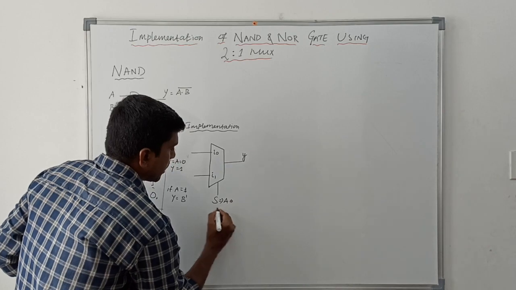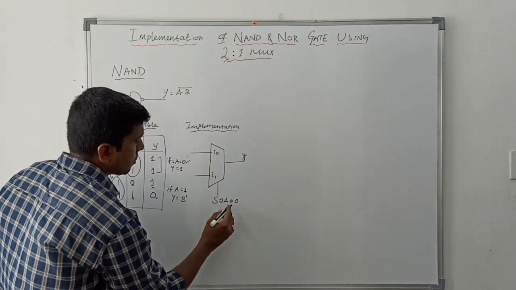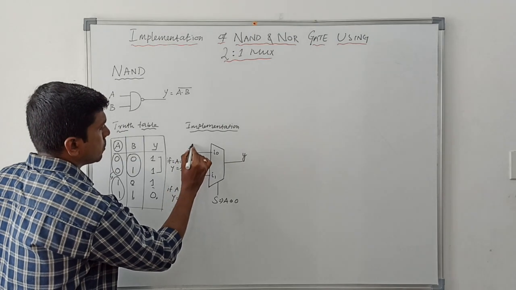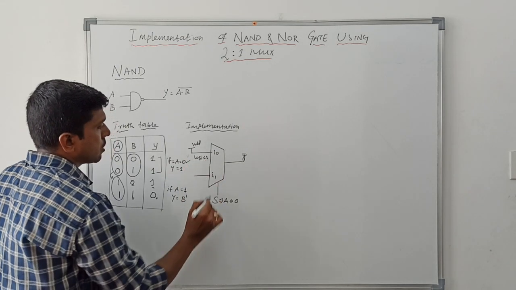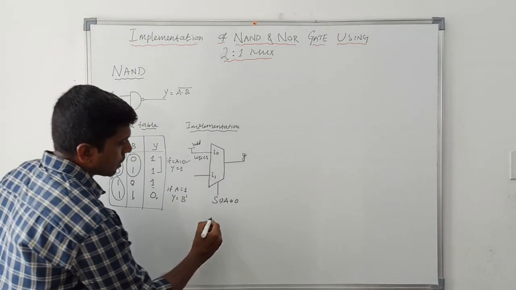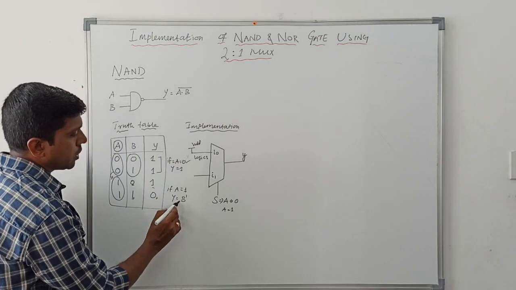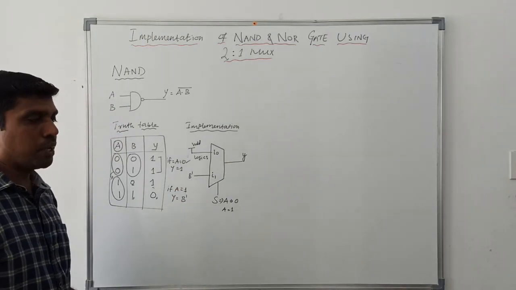First I take case 1, A equal to 0. In this case Y equals 1, so this is connected to VDD, or logic 1. Then the second case, A equal to 1. In this case Y equals B bar, so I1 is connected to B bar.